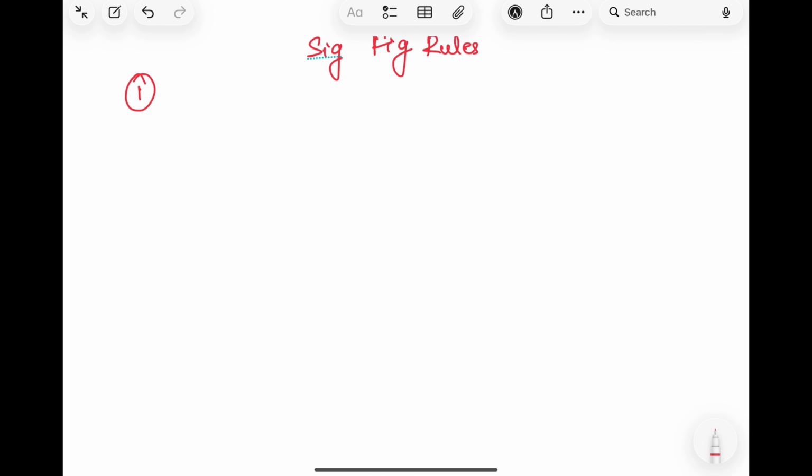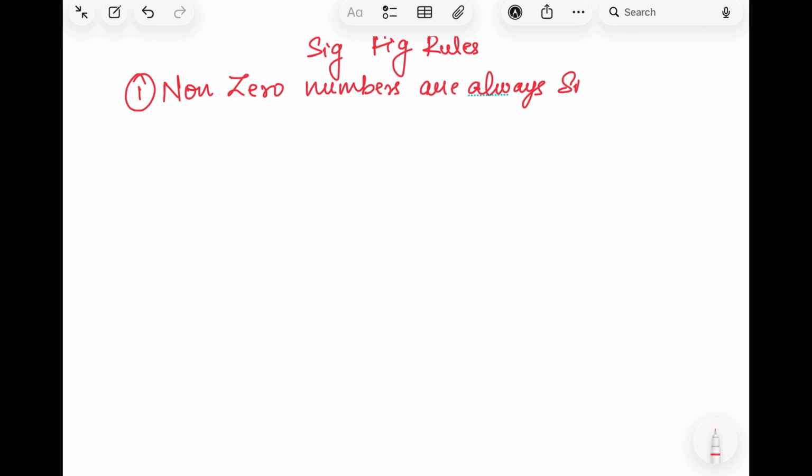So the first rule, very important. All the rules are very important. First, non-zero numbers are always significant. This rule is self-explanatory: whatever numbers are not 0, from 1 to 9, are all significant numbers.